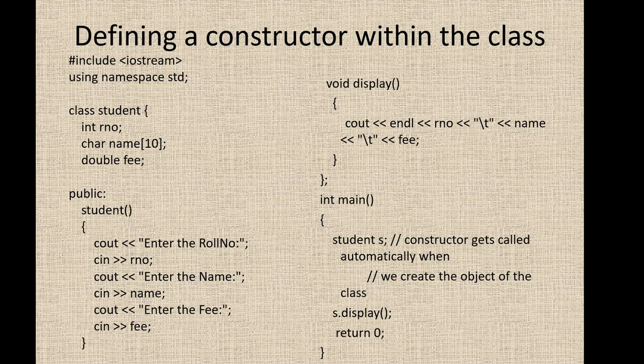Then here is an example for how to define a constructor within the class. Okay, here class student is being given. It has some member variables, and we have declared public access specifier. Underneath we have written the name of the class. So this is a constructor.